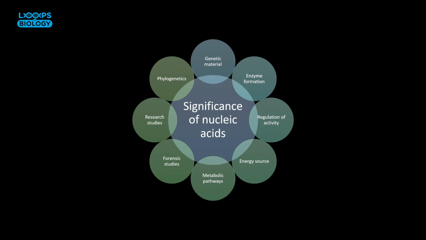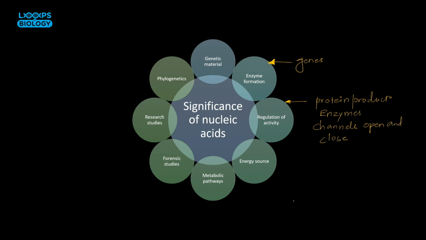There is an enzyme formation code. Enzyme formation code means it is in the presence of genes. So based on the presence of genes, there is a formation of enzyme. The regulation of activity is governed, meaning your protein production or enzymes or channels opening and closing, everything is governed by your nucleic acid itself.